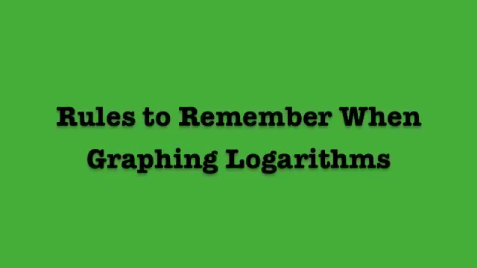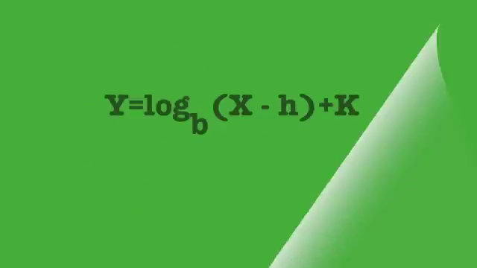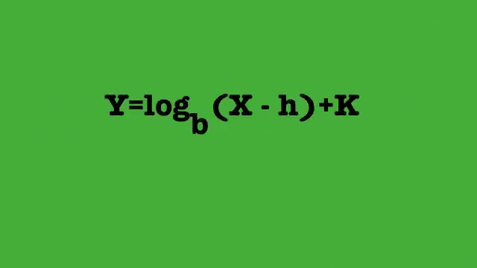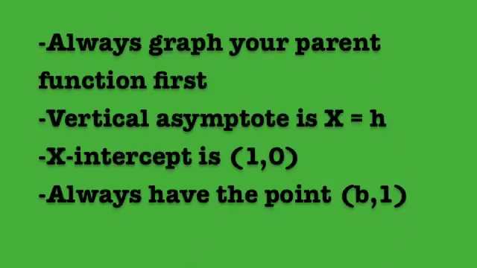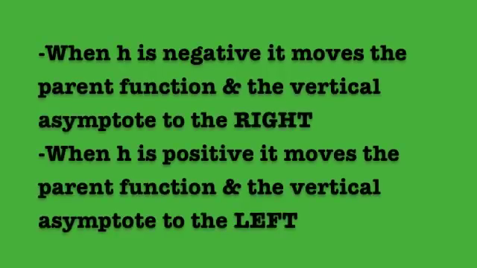These are some rules to remember when you're graphing logarithms. So this is your basic equation for a log. And when you first are graphing logs, you always want to graph your parent function first. And your vertical asymptote is x equals h. Your x-intercept is (1, 0). And you'll always have the point (b, 1).